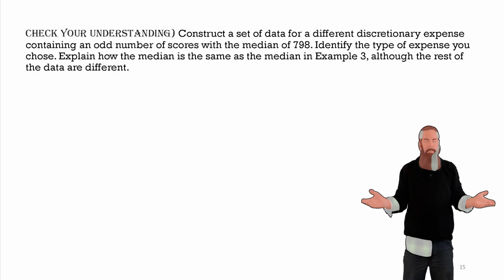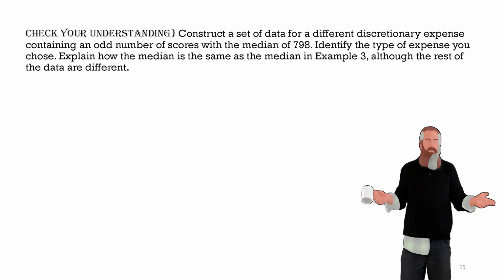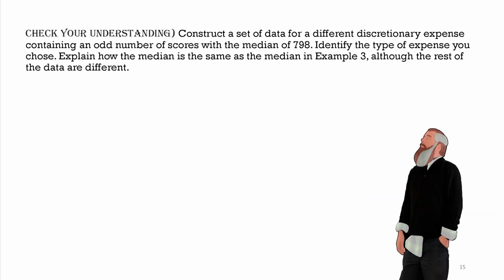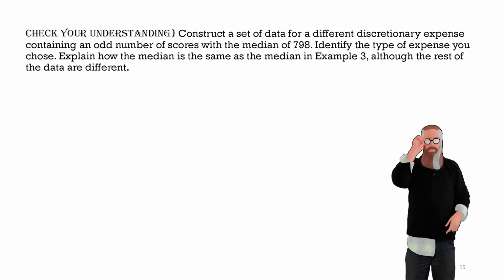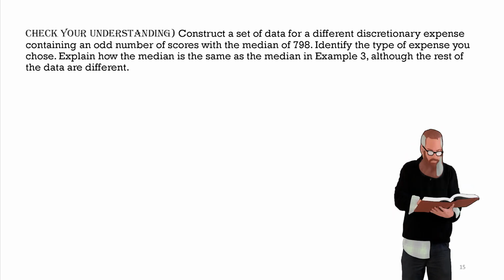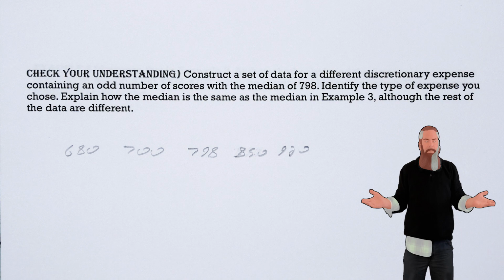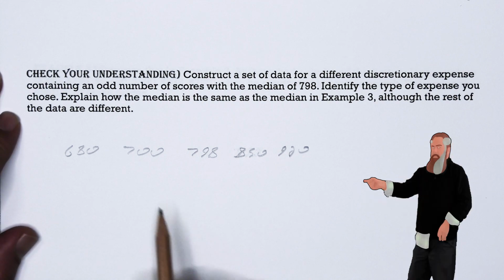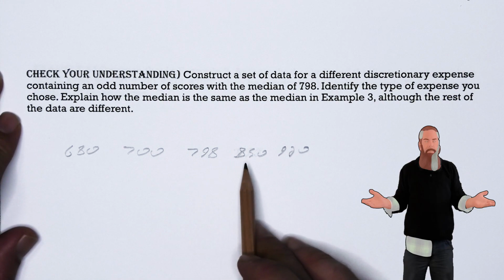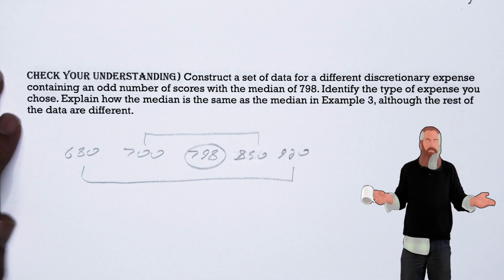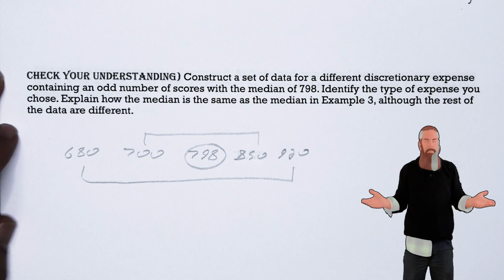Now, to check your understanding, let's construct a set of data for different discretionary expenses containing an odd number of scores with a median of 798. Identify the type of expenses you choose. Explain how the median is the same as the median from example 3, although the rest of the data is different. Now, answers can vary, but here are some airline fares from New York to Honolulu: $680, $700, $798, $850, and $920. $798 is the middle or the median of these 5 fares when arranged in numerical order.